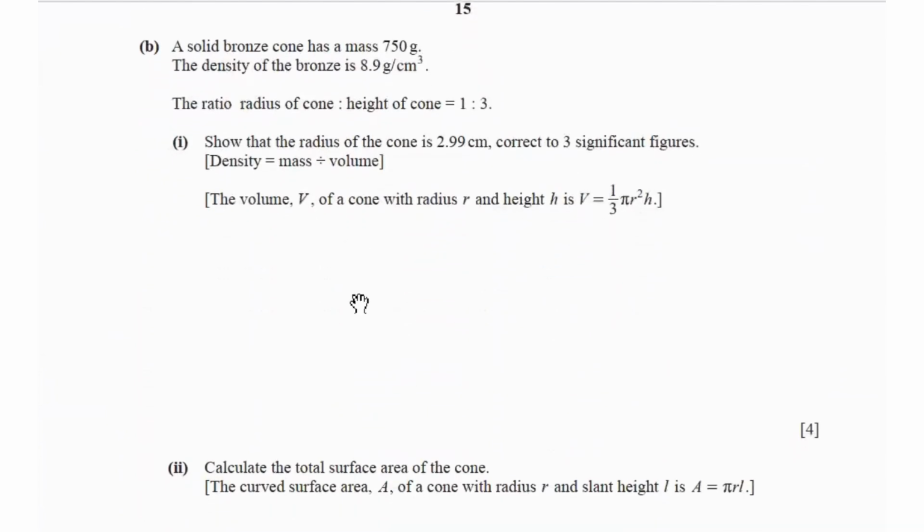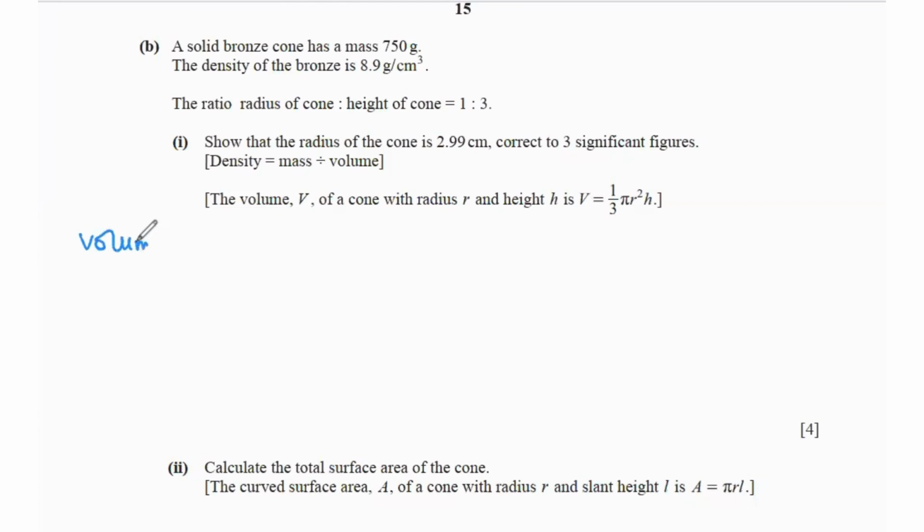Then the next part says, a solid bronze cone has a mass of 750 grams. The density of the bronze is 8.9 grams per centimeter cubed. The ratio of the radius of the cone to the height of the cone is 1:3. Show that the radius of the cone is 2.98 centimeters correct to 3 significant figures. Density equals mass over volume, and the volume of a cone with radius r and height h is V equals 1/3 pi r squared h. So first, we're going to begin with finding the volume.